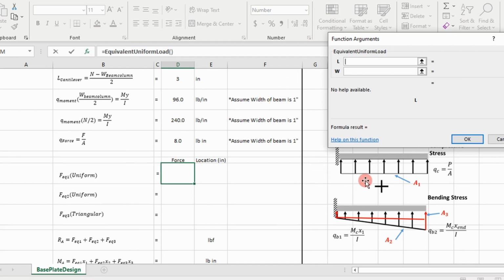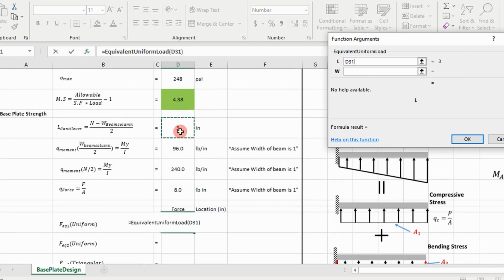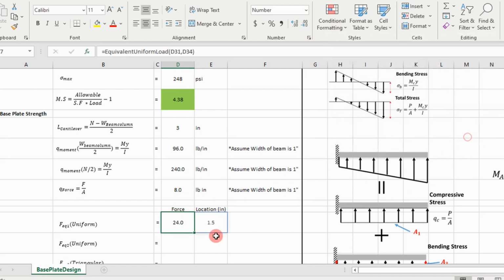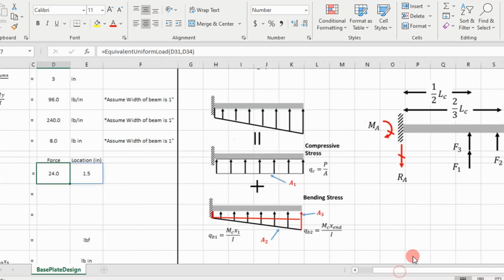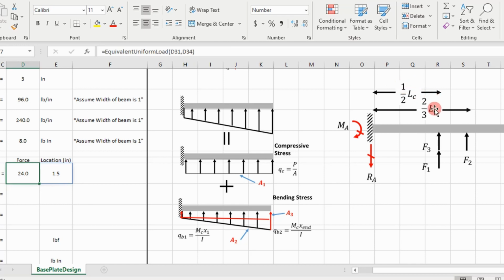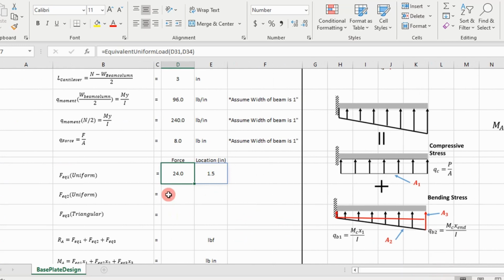It's going to take the length over which the uniform load acts, which is going to be the length of the cantilever beam, 3 inches. And then our line load is going to be 8 pound-inches. And it's going to return our equivalent force and where it acts. In this case, it's going to act halfway down the beam, so at 1/2 times the length of the beam, which is going to be 1/2 times 3, 1.5, so boom.